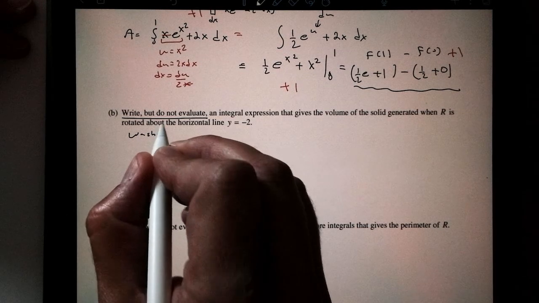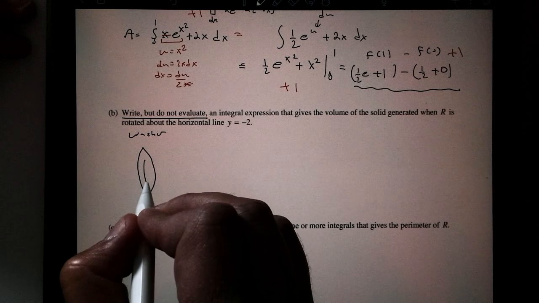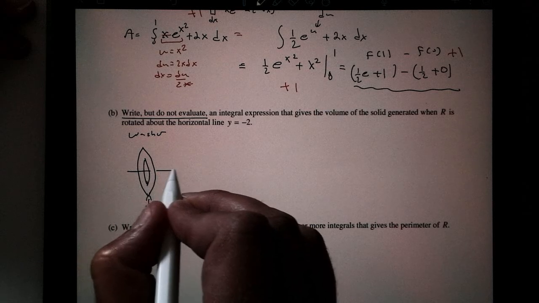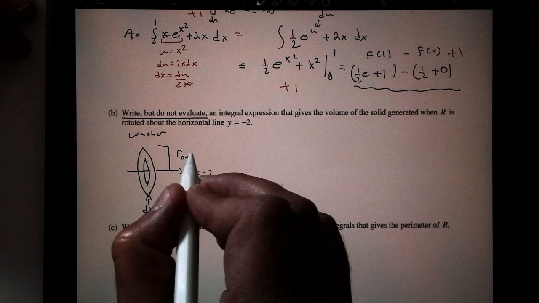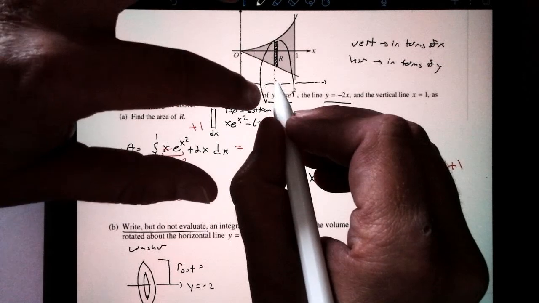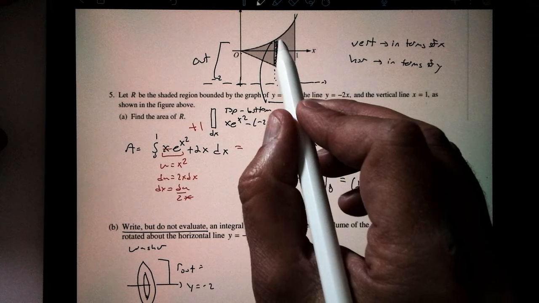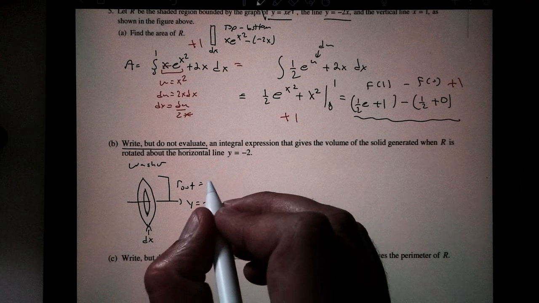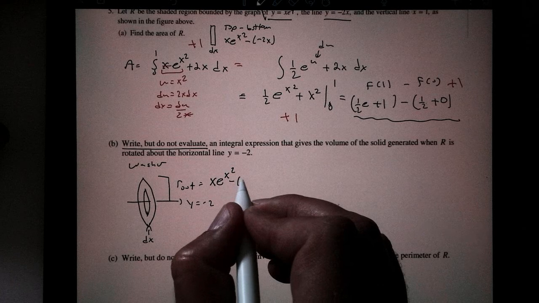So I'm going to take a look at this real quickly. When I draw up my washer, it's again vertical, so we're going to be in terms of x. It will have a thickness dx. There's the line y equals -2, and we're going to get the radius of the outside function. Well, the outside, remember, is the furthest from our axis of revolution. So there's our outside. And if you notice, this is at e to the x squared minus a -2. So this is going to be x e to the x squared minus a -2.